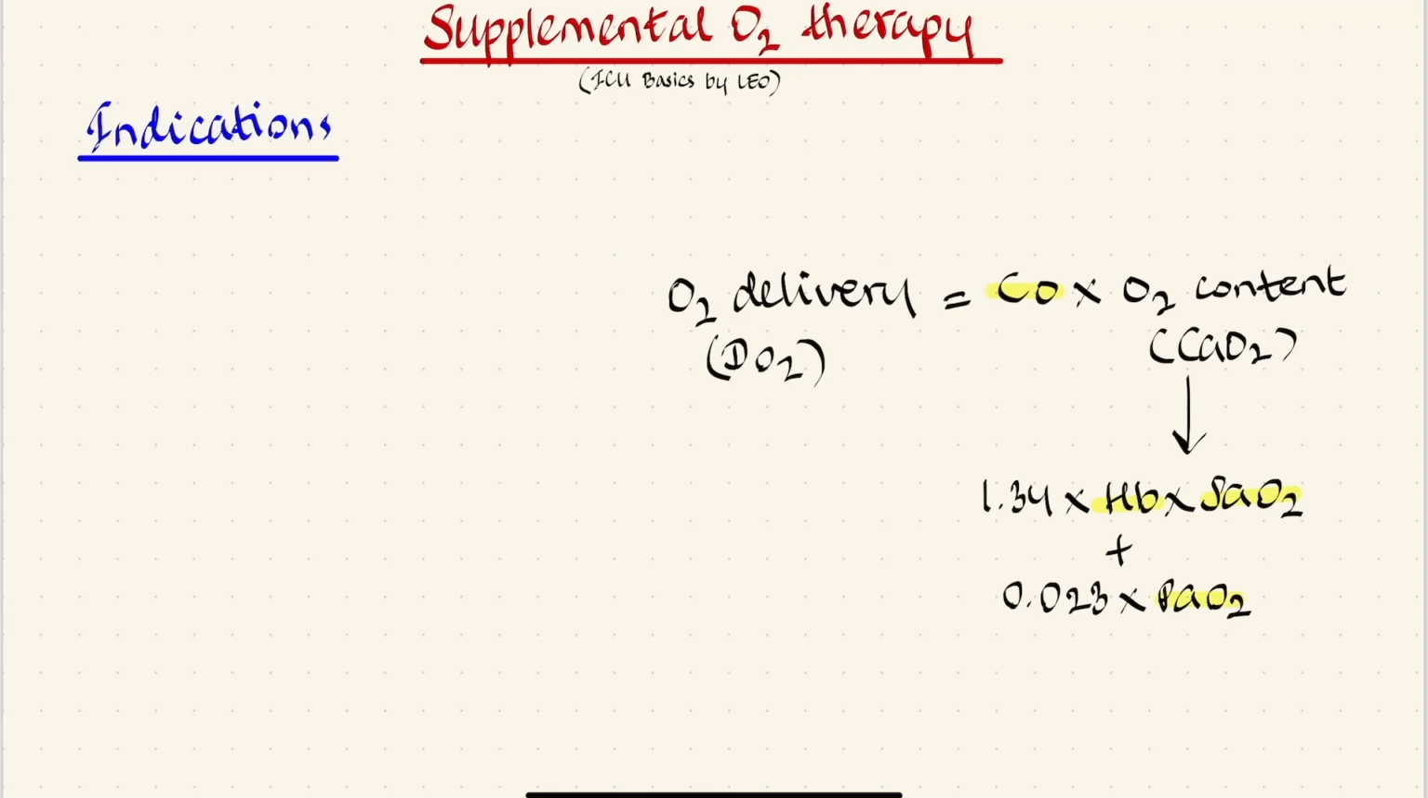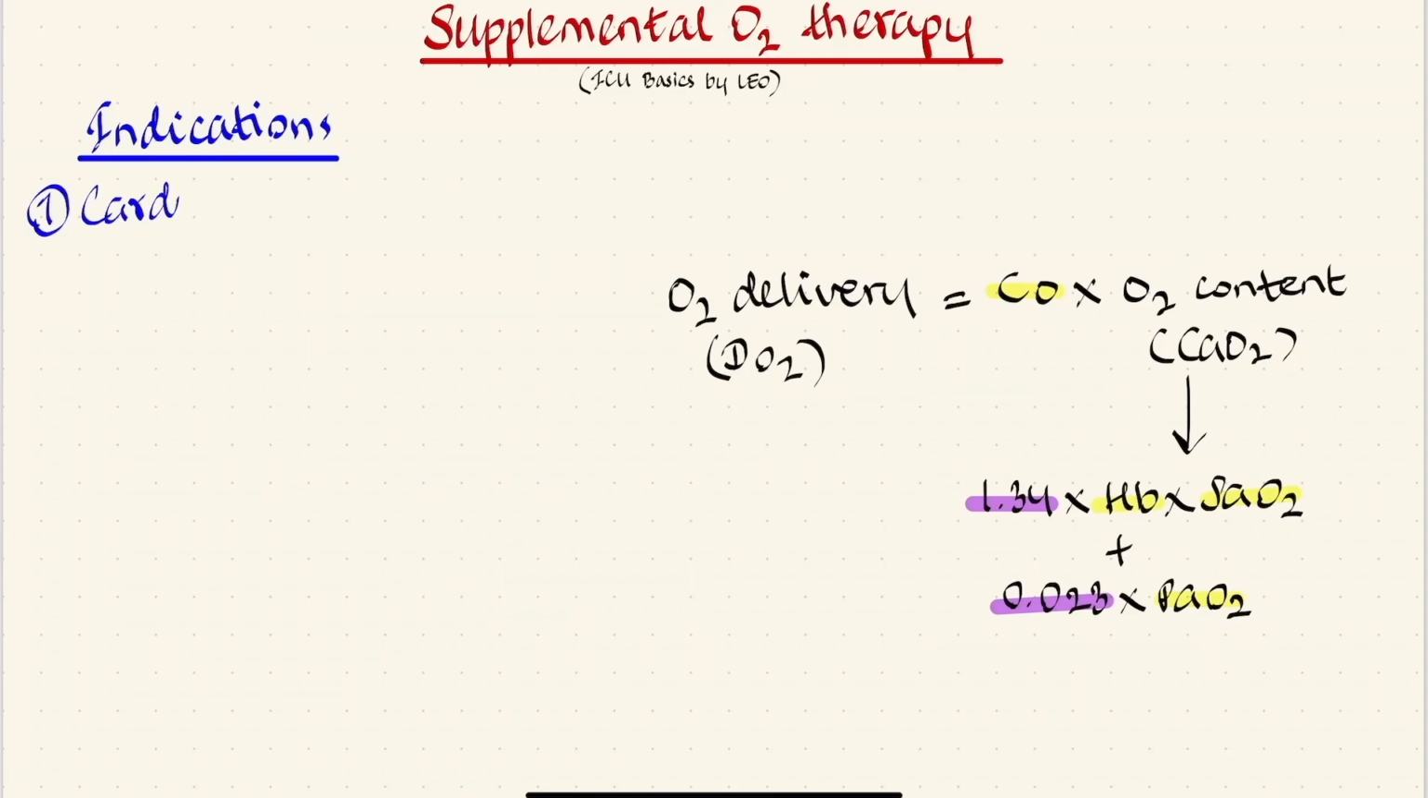In case you're curious where these numbers come from, 1.34 is the coefficient of hemoglobin oxygen binding capacity, which means that 1 gram of hemoglobin can carry 1.34 ml of oxygen. 0.023 is used to estimate the proportion of oxygen dissolved in 100 ml of plasma per kilopascal of partial pressure. Now, it's a bit clearer when we should consider giving a patient supplemental oxygen.